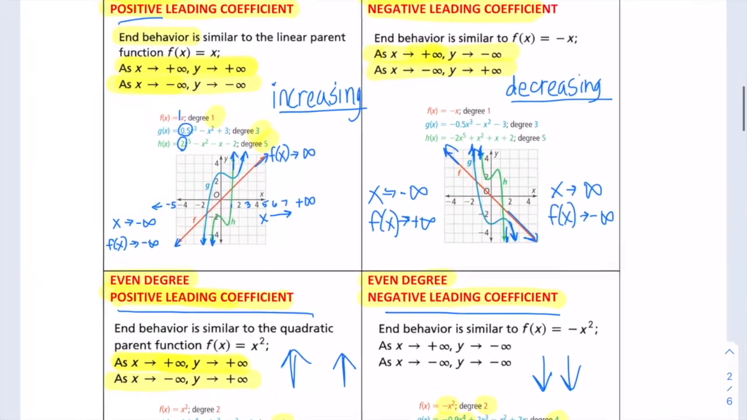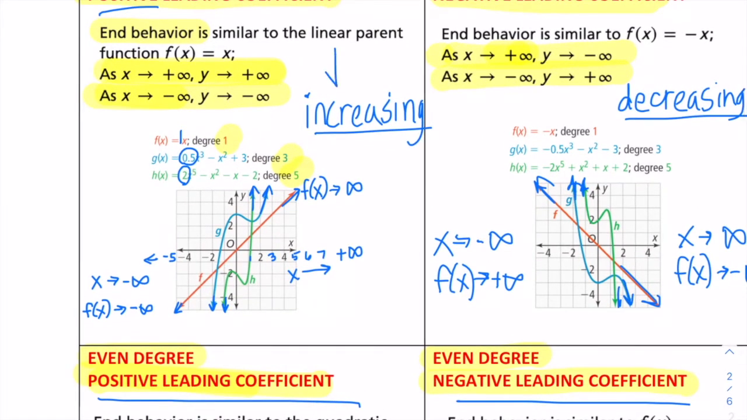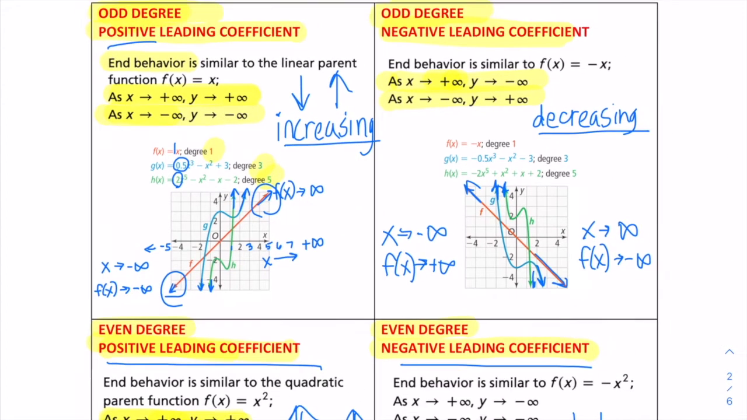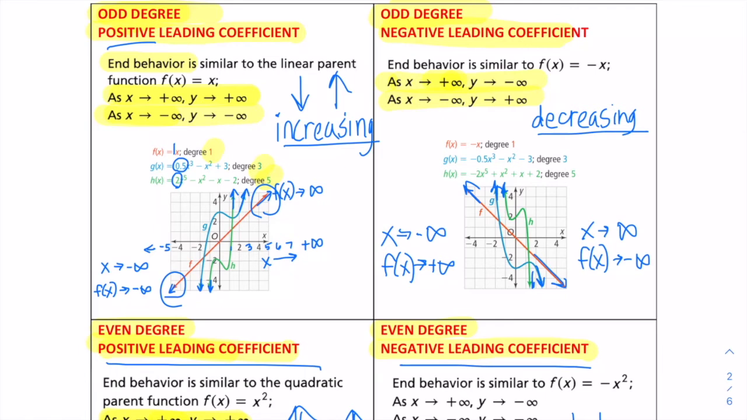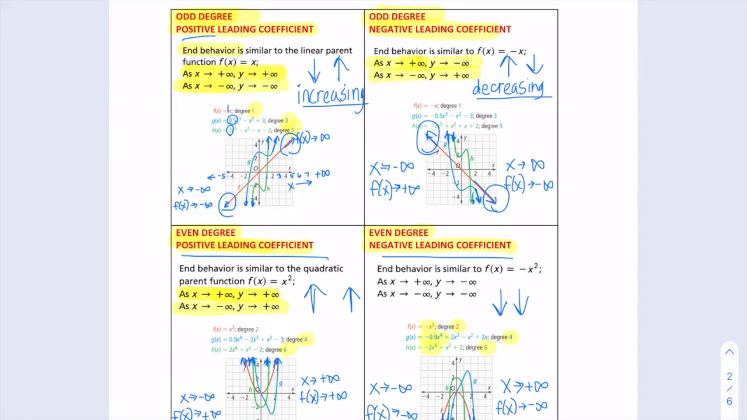And so just to give a little visual, when it's odd and it's positive, the left arm is down, the right arm is up, right? And then if we look at the odd degree with negative leading coefficients, those are decreasing. So the left arm is up, the right arm is down. So those are all the 4 different scenarios when we consider the leading coefficient. We look at the degree, it's either going to be even or odd, and then we look at the leading coefficient, and it will be either positive, like +2, or negative, like -2.